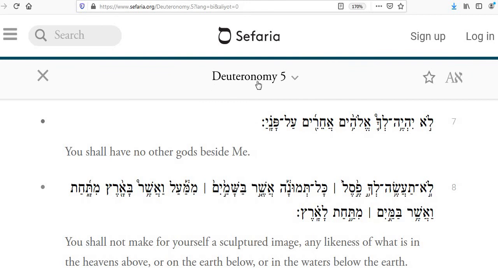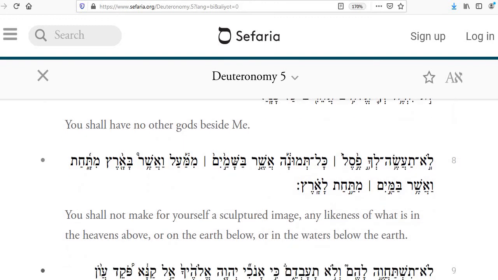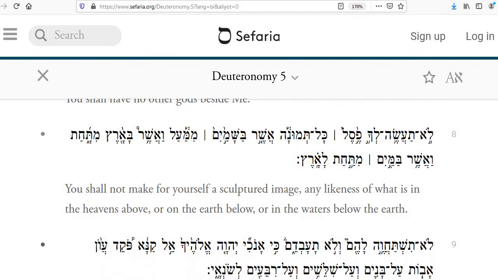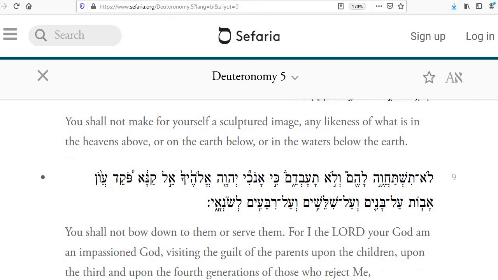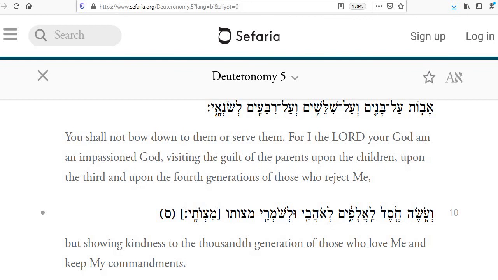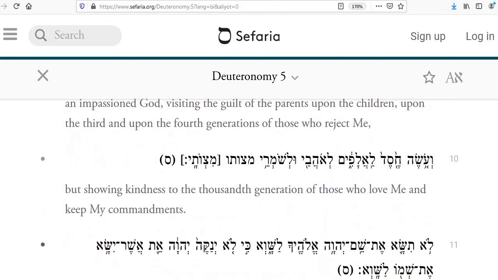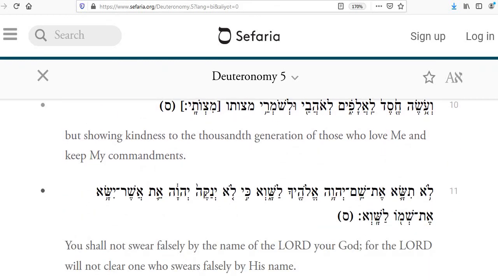So here we'll use Deuteronomy 5. You shall have no other gods besides me. So we discussed the 7 is about monotheism, no idol worship, one God. No sculpted image or likeness. Again, no idol worship in the 7. No bowing down, so this is actual serving these things. Again, no idol worship is covered.